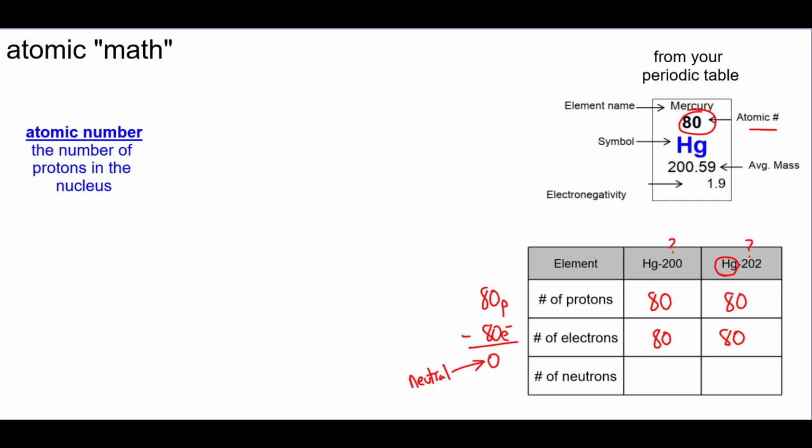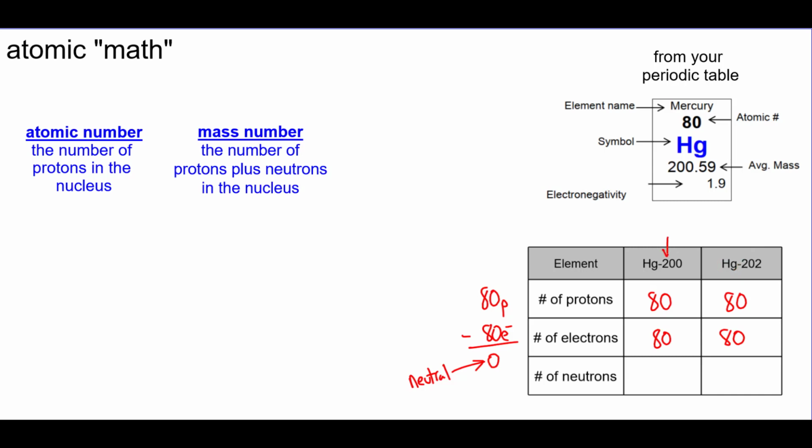Now, last up, we've got to figure out the number of neutrons. That number is not on the periodic table itself. The atomic number will not give us that information. But you can use the atomic number to help figure out the number of neutrons. Now, an atom's mass is equal to the number of protons plus the number of neutrons in its nucleus. So for this mercury-200, that 200 is the mass. And the same thing for 202.